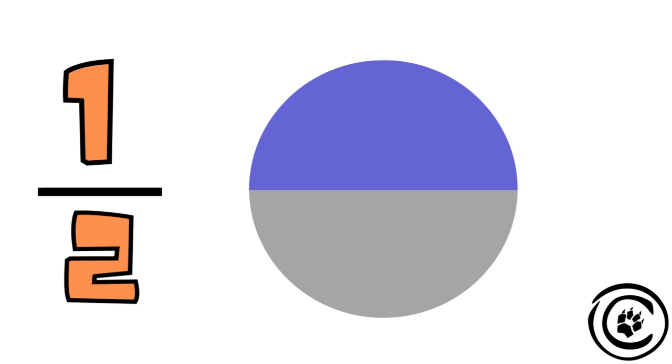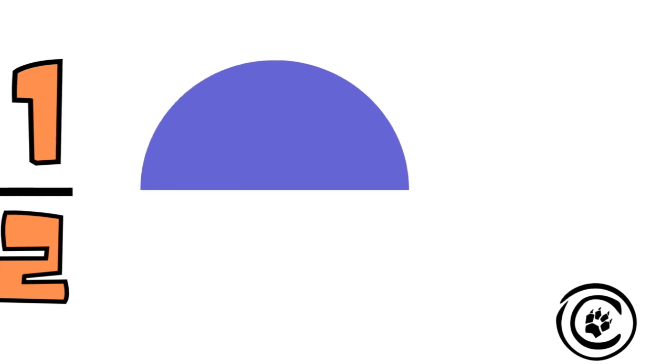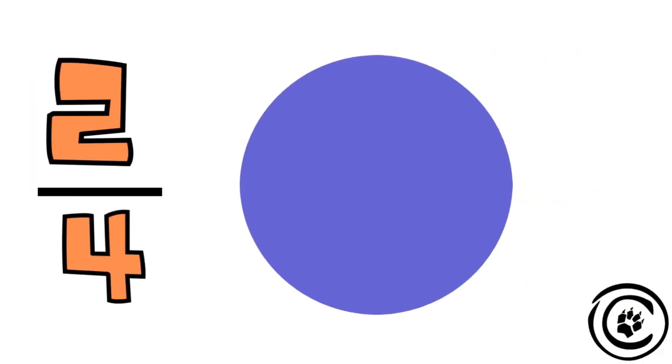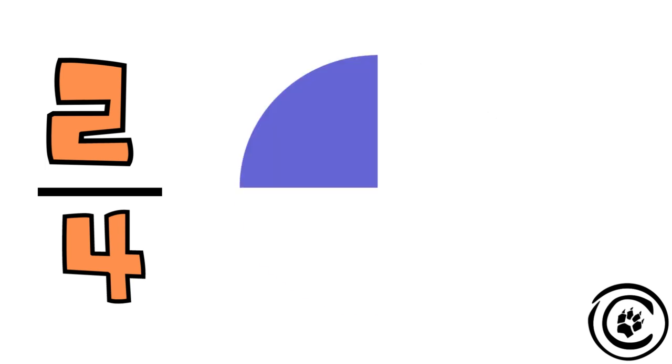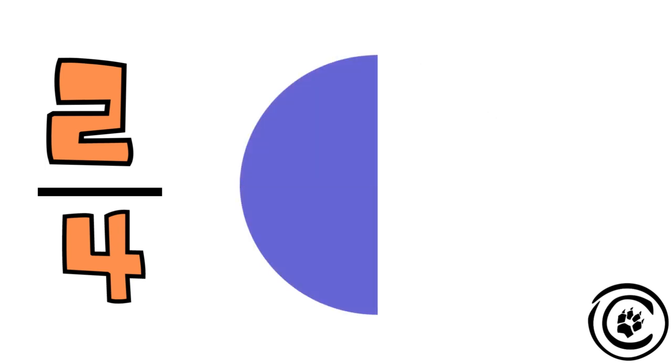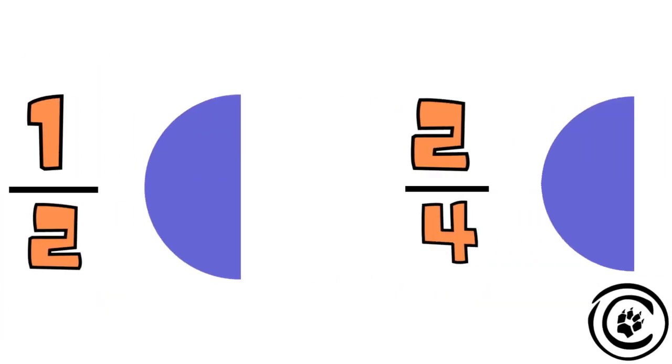Now, if you shade in 1 out of the 2 parts of a circle, you have half of the circle shaded. Now, let's think about 2/4. This fraction also represents 2 parts out of 4 equal parts. If you shade in 2 out of 4 parts of the same circle, you'll notice that it is the same amount shaded as when you shaded 1 out of the 2 parts.